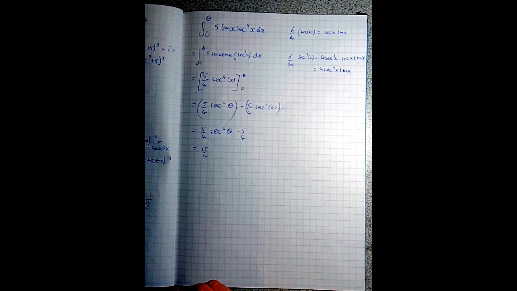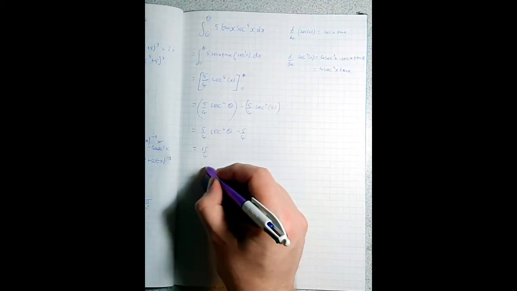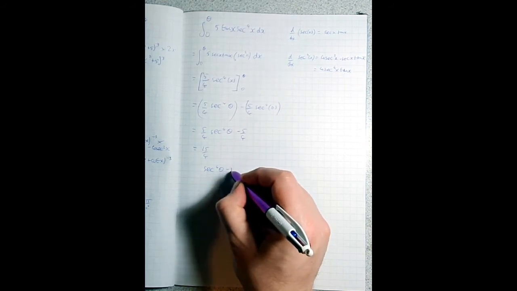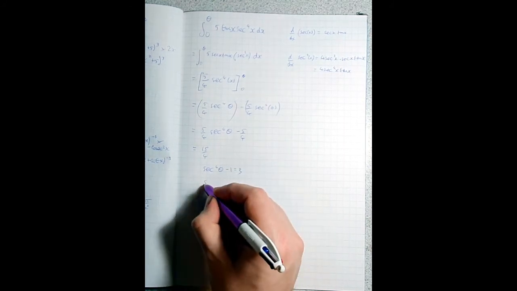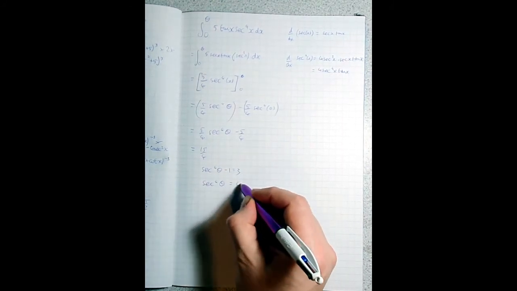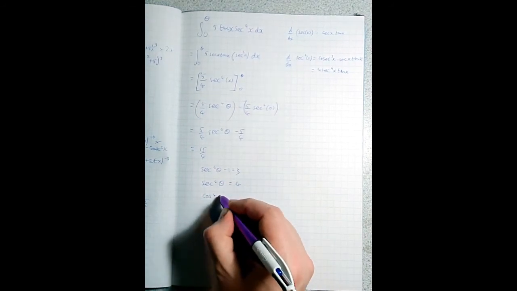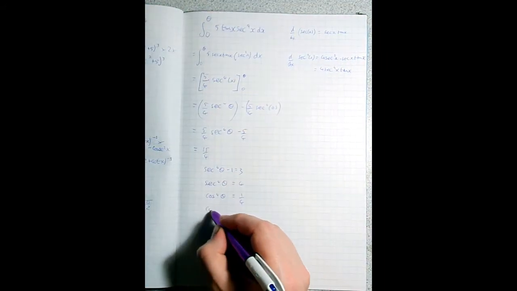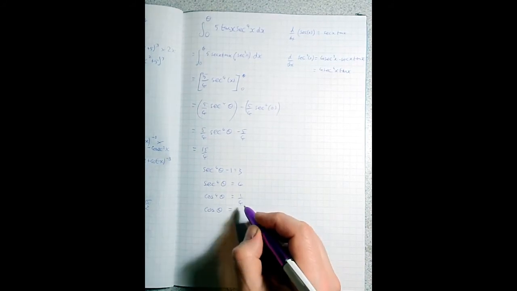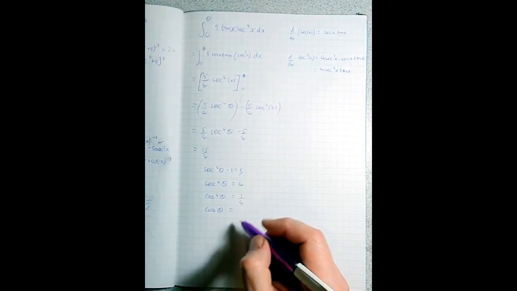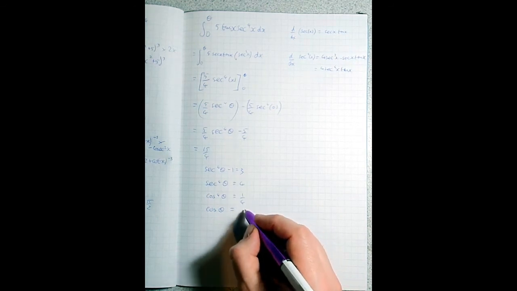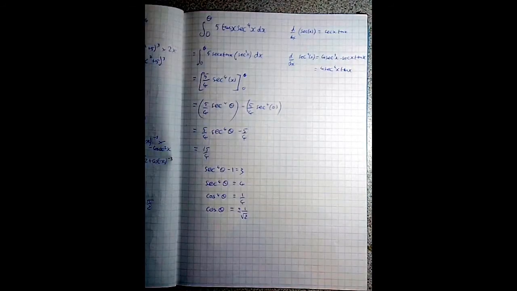So I can divide both sides by 5, multiply both sides by 4, sec to the 4 theta minus 1 equals 3. So sec to the 4 theta equals 4, which means cos to the 4 theta is a quarter. So cos theta is the fourth root of a quarter. Well, the square root is a half. So the fourth root is 1 over root 2. And of course it's plus and minus 1 over root 2.